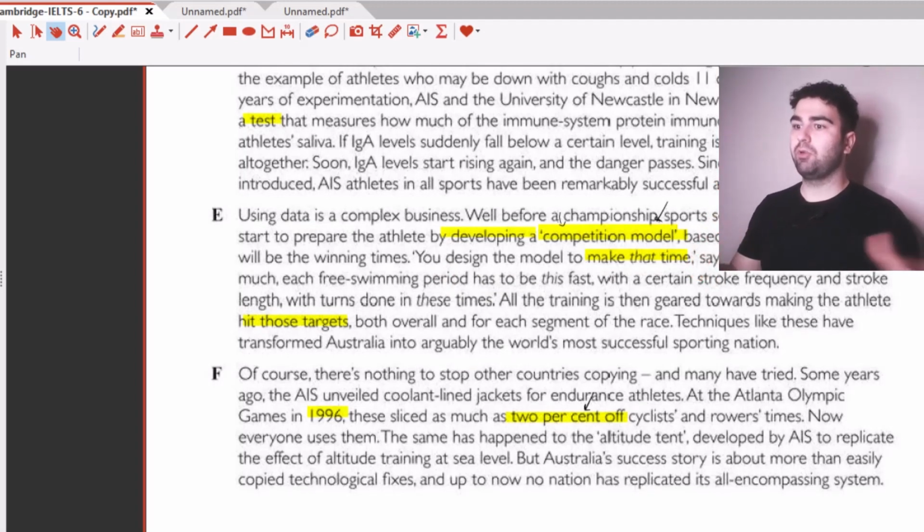It means you design the model to make that time. It means you're going to win, you're going to hit the target. So this is again going to be related to the word planning and etc.